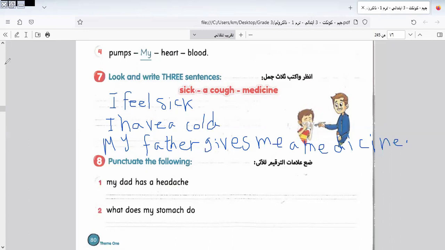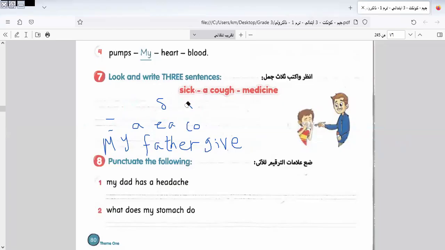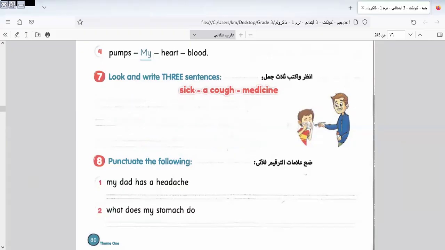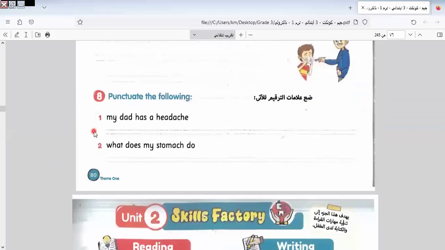Let's go to another question here. There are 3 sentences that I wrote. You can write it by yourself. If you have any other sentence, you can write it. It's okay, but you must write it in the correct way. Let's go to another one here.